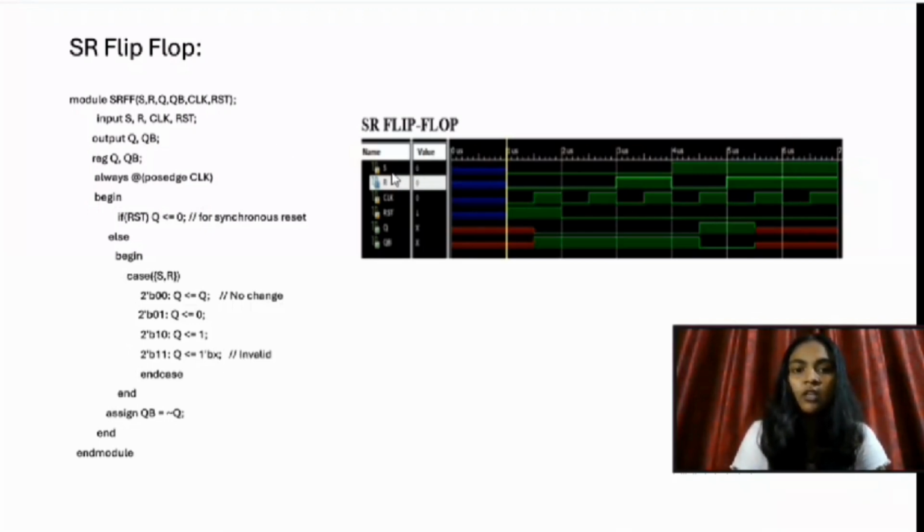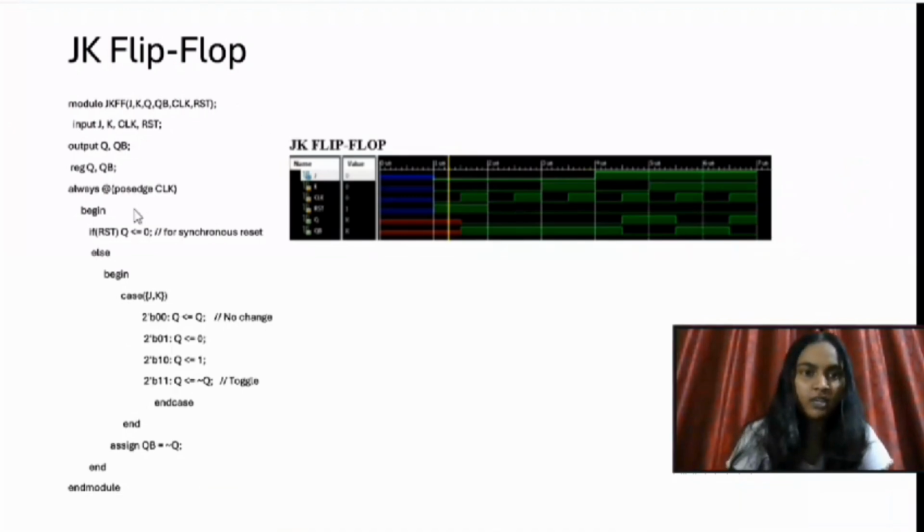We have the output of the SR flip-flop according to the Verilog program. We have given the value of S as 0, R as 0, clock as 0 and reset as 1. These are input values, you can change them. For the given values, we have the output given here. The next is the JK flip-flop.